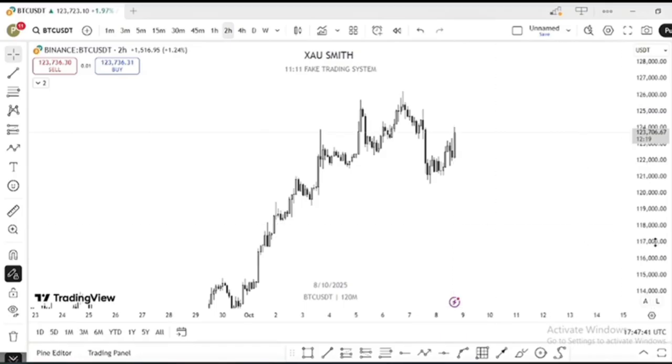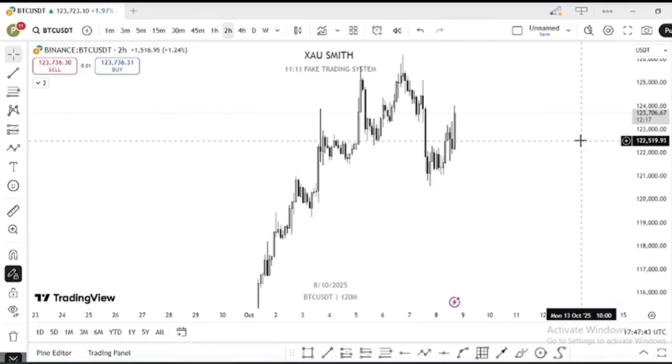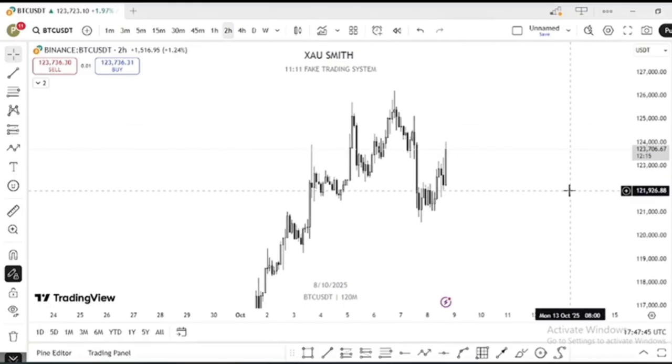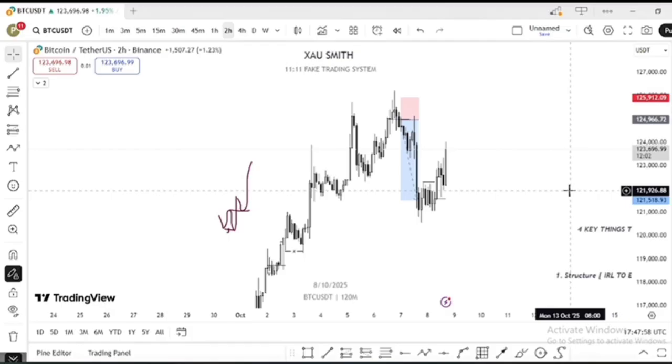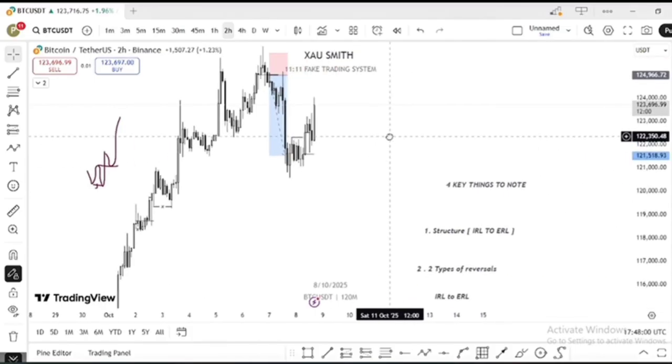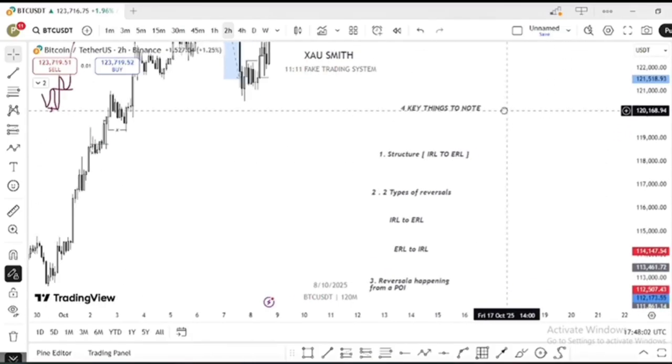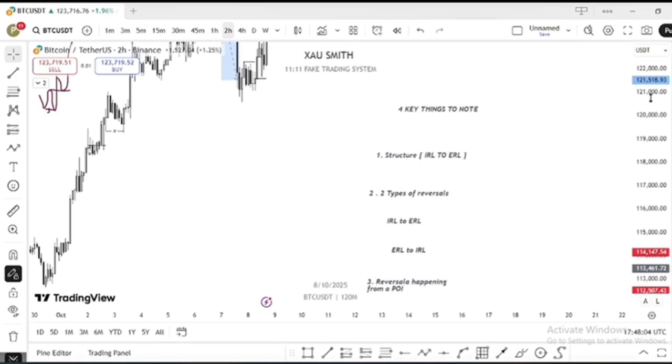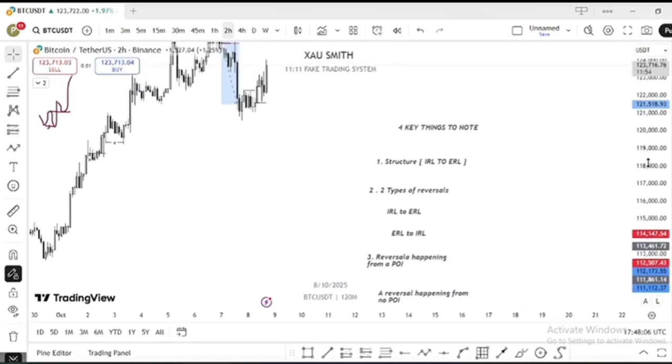So I'll be taking you through 4 things to know when taking reversal trades. My network is bad, so it's back. Let's move down there. Let me show you these 4 things you should note when you want to take a reversal trade.